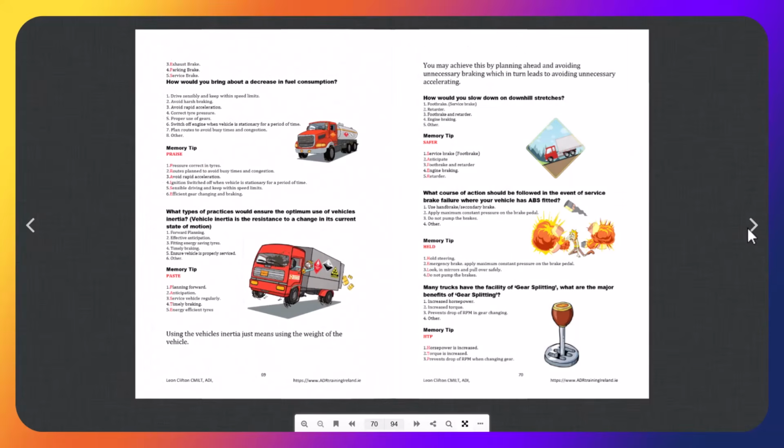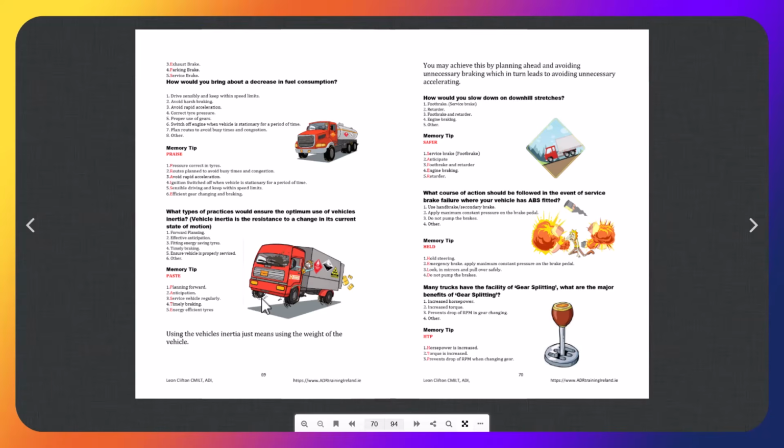And the inertia question. What types of practice would ensure the optimum use of a vehicle's inertia? Sounds very complicated. Vehicle's inertia is resistance to change its current state. It sounds like such a complicated question, but it isn't. All it's asked you really is how would you use the body weight of the vehicle to help aid your driving? What best practices, what best way would you use the weight of the vehicle?